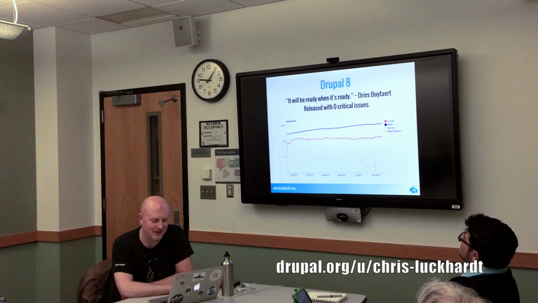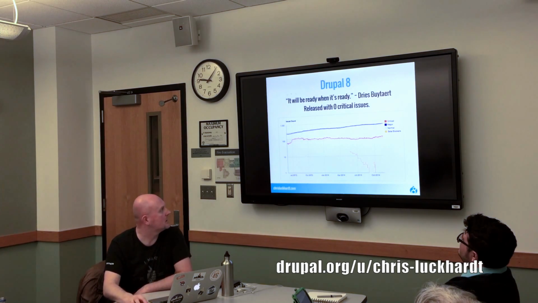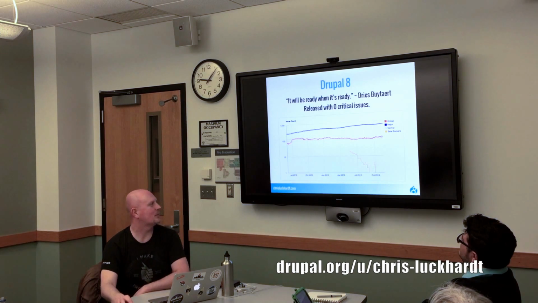So the all-important question: when can we start using Drupal 8? Dries has always said it will be ready when it's ready, which what that really meant was it will be released with 0 critical issues. Now if you look at this chart, blue is major, so be it, but critical issues, 0. This number just keeps staying the same and goes up a little bit. It's a little out of date at the moment.